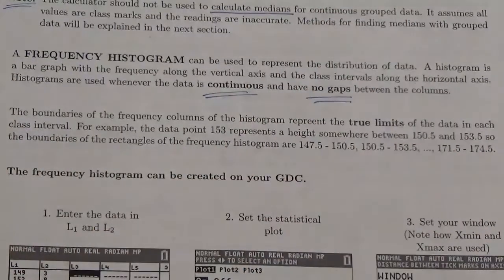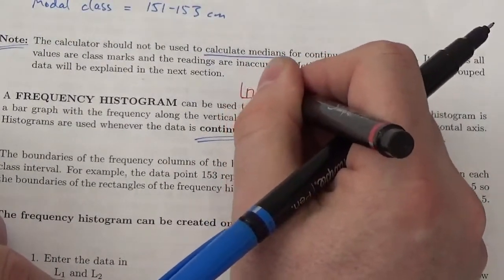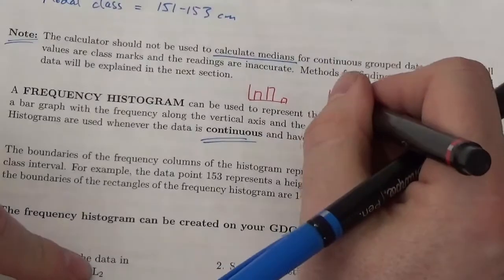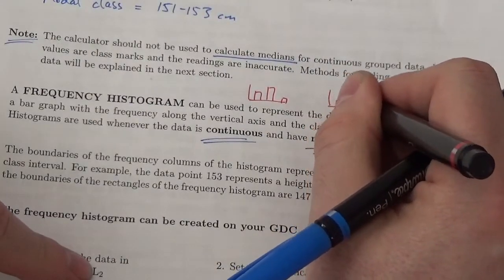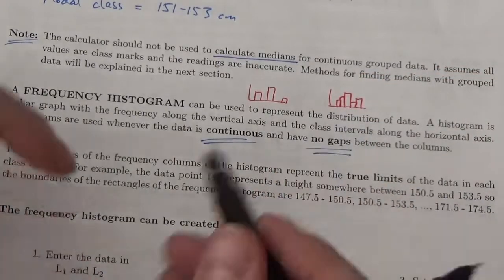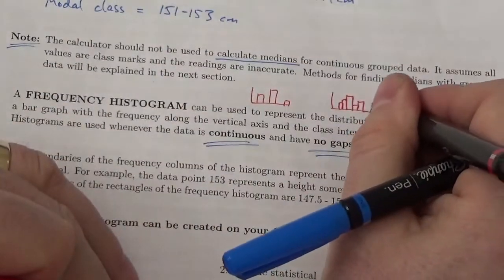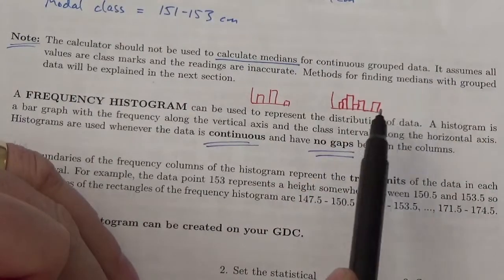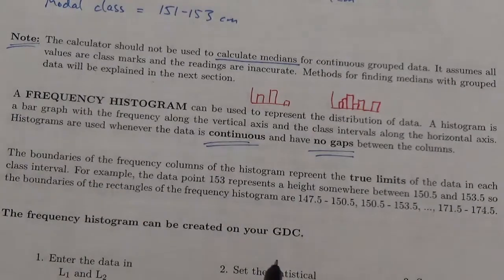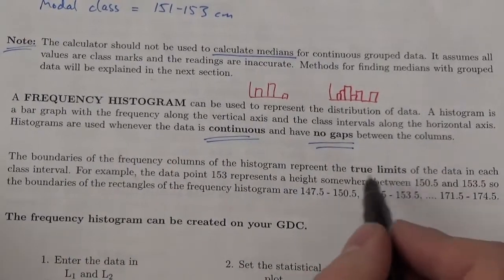With a normal bar graph, what you get typically is something that looks like this: a bar there, bar there, bar there. That's your bar graph. But a histogram looks more like this, because the data is continuous, so the bars bump into each other. So there is no gap in between, or if you do see a gap like that, what this is indicating is that there's no data in that particular interval. So the boundaries of the frequency columns of the histogram represent the true limits of the data values.